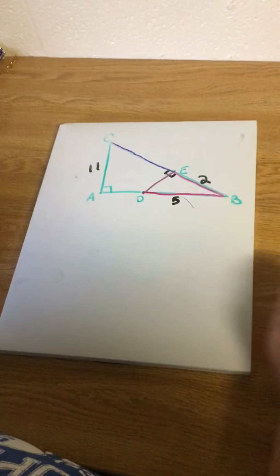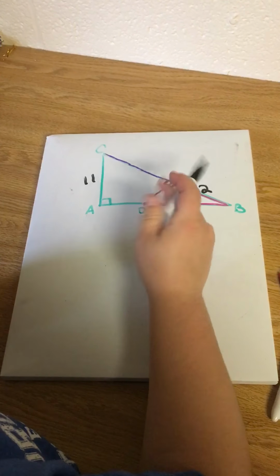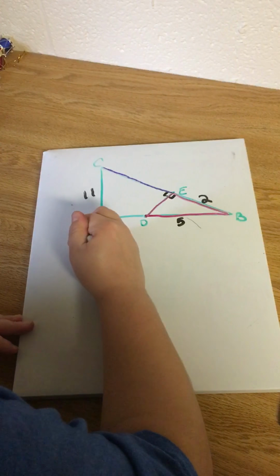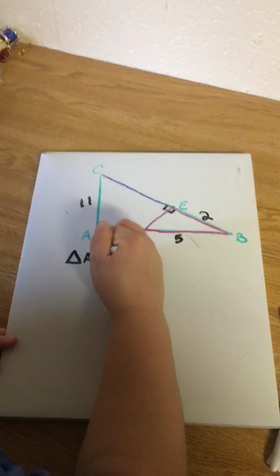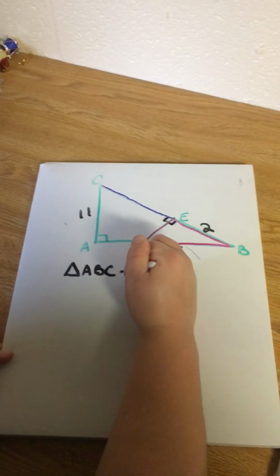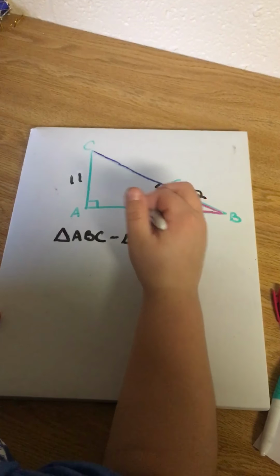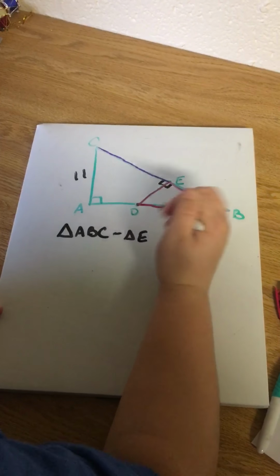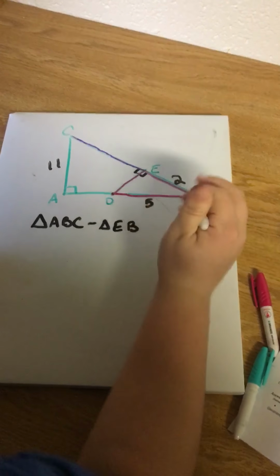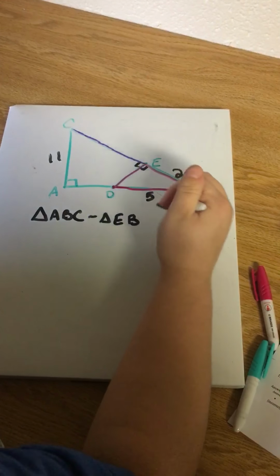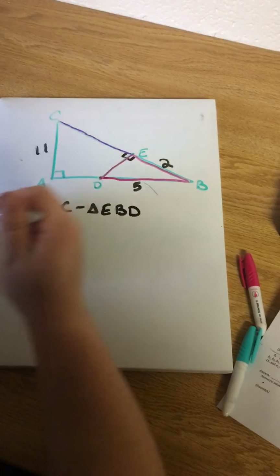So the first thing we're going to do is write the order of all the angles in which they're similar. So we have triangle A, B, C similar to triangle E, because these are both right angles, B, because they both share B, and then D, because that's the remaining angle, as is C.